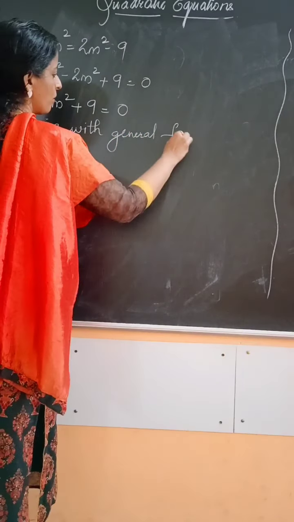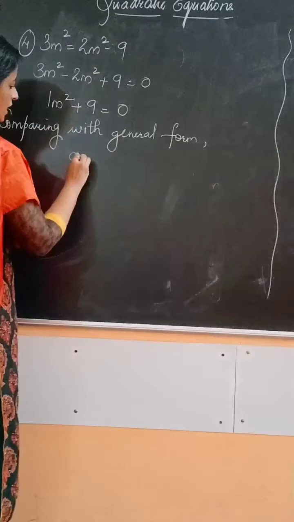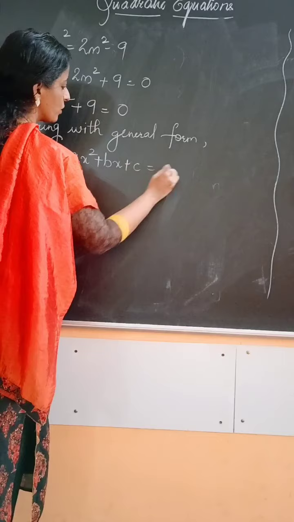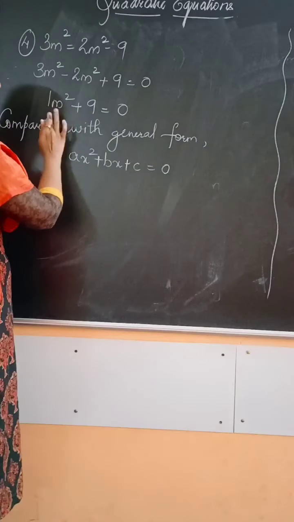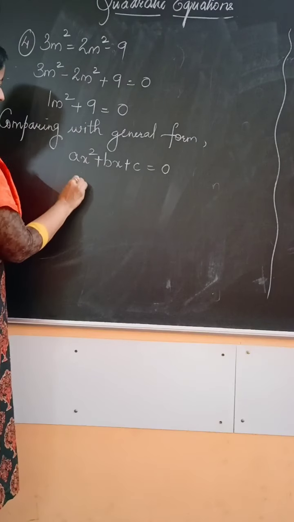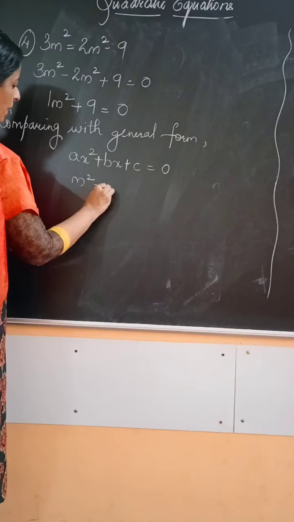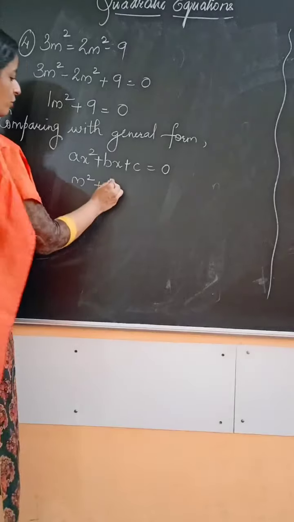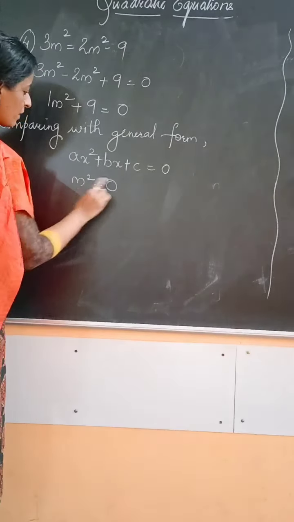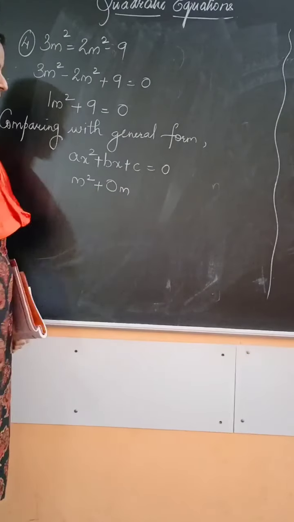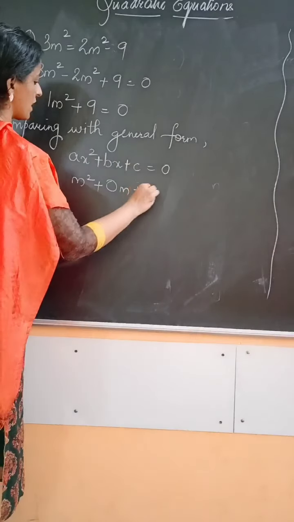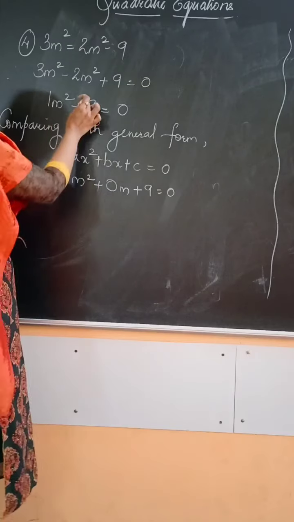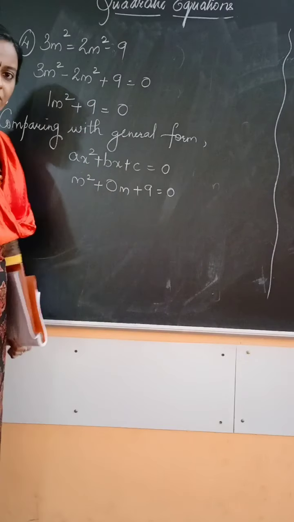The general form is ax square plus bx plus c is equal to 0. So let us make this in general form. This will be m square plus no term. So when you don't have a term, you will put a 0. Here the variable is m. So this will be 0m. And yeah, the constant is there. Plus 9 is equal to 0.